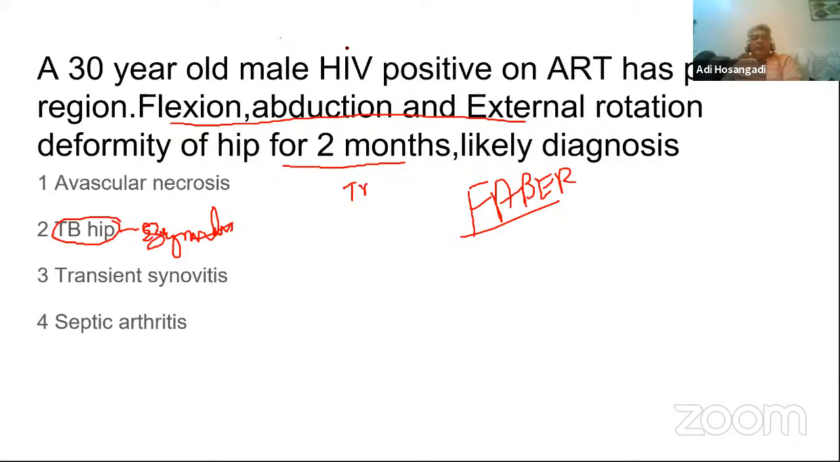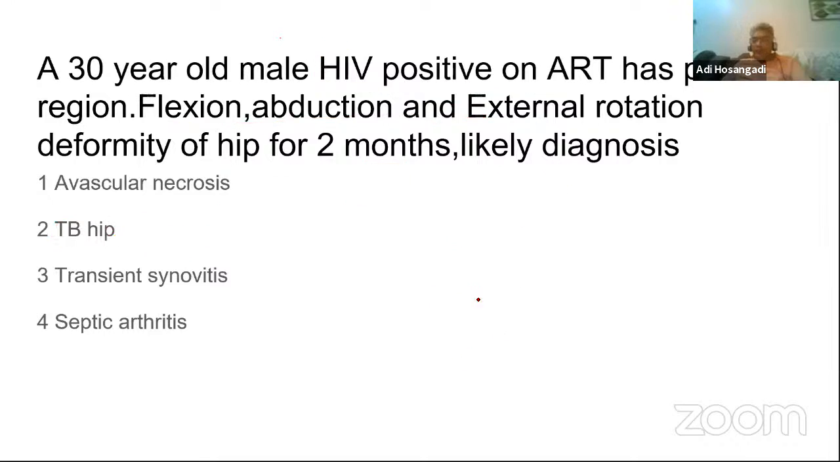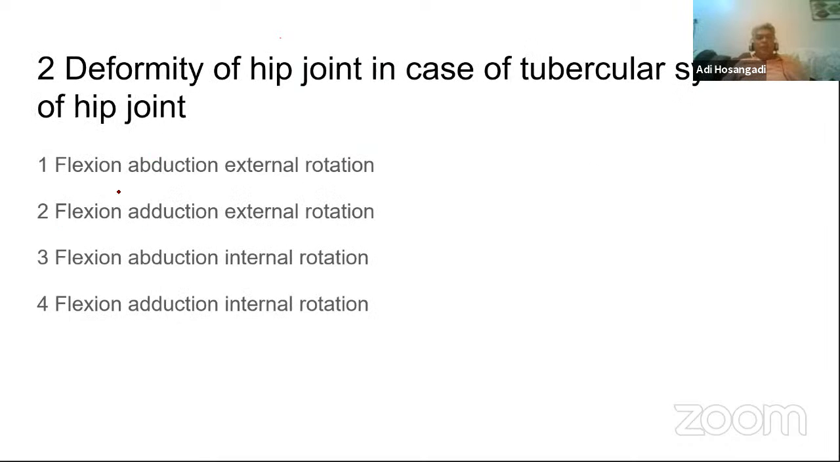And then comes your HIV on ART. The incidence of tuberculosis is high in HIV patients. Secondary tuberculosis incidence is very high. So the answer is TB hip. Okay. Deformity of the hip joint in case of tubercular synovitis. Okay, it is a no-brainer. You have to just read carefully and tell me the answer.